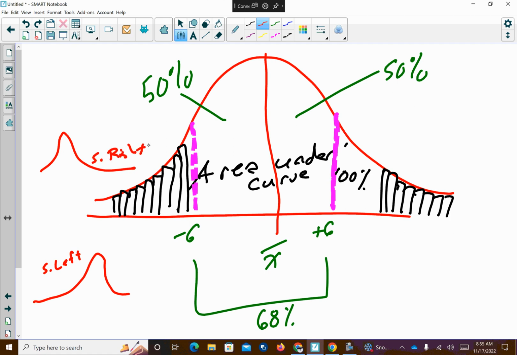Is it right or left leaning, or is it normal? Okay, skew right or skew left, you could still use them theoretically, but we're going to stay away from it. We have a problem. Usually we can't obtain every possible value of a data set.